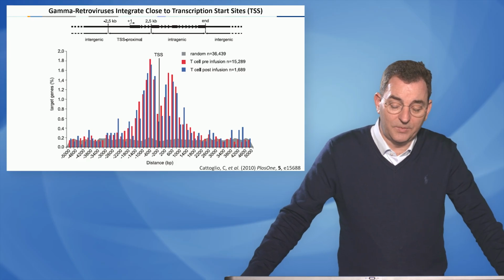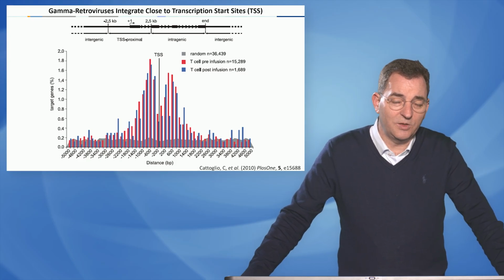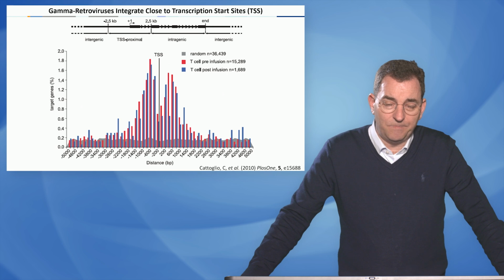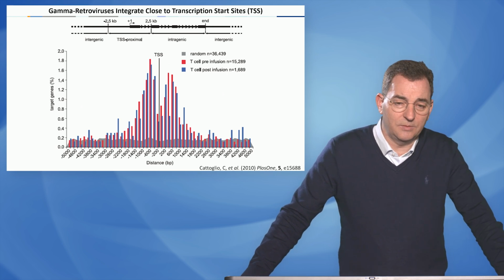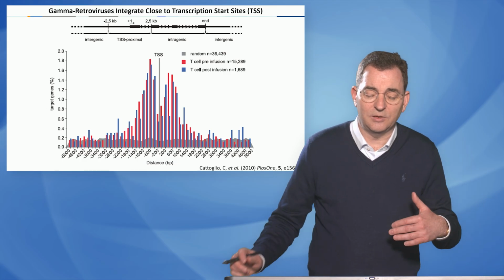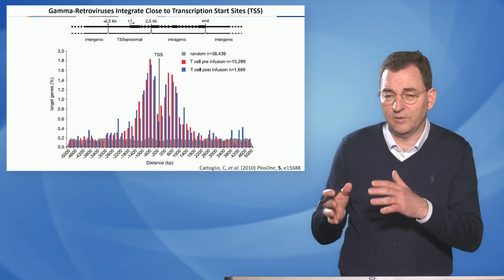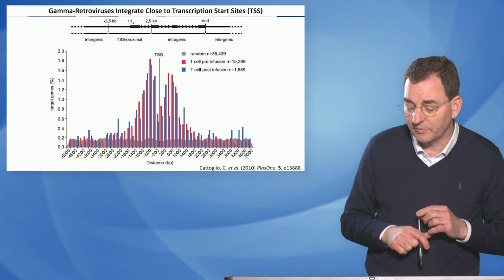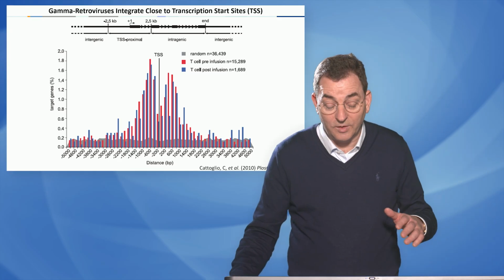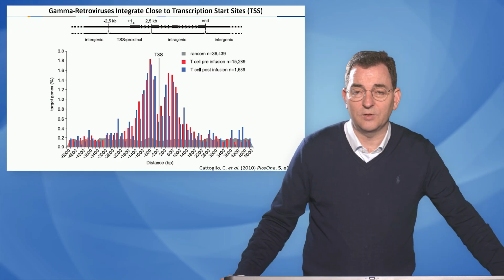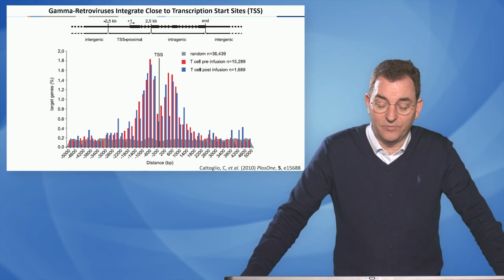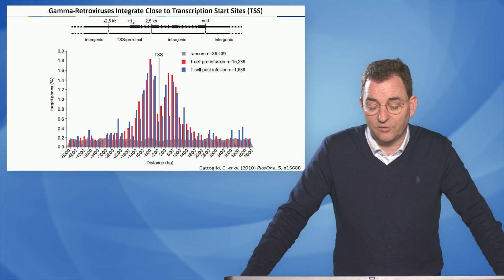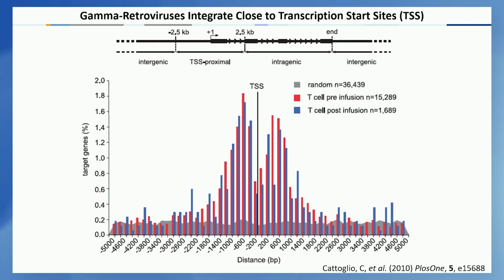So why did it happen? What is the mechanism? What we know now, since many years of investigating the integration sites of lentiviruses, of gamma retroviruses, of the different retroviral species, what was found out very soon after that event happened, is that the gamma retroviral vectors integrate very close to transcriptional start sites in the genome. And this is shown here.